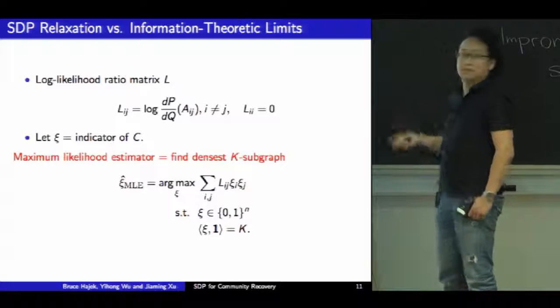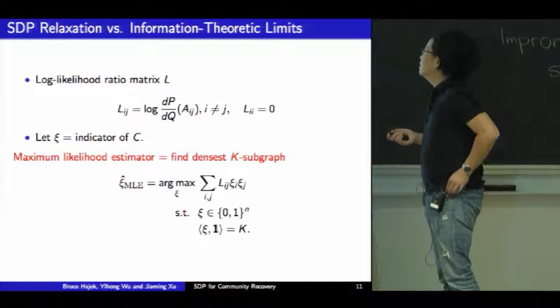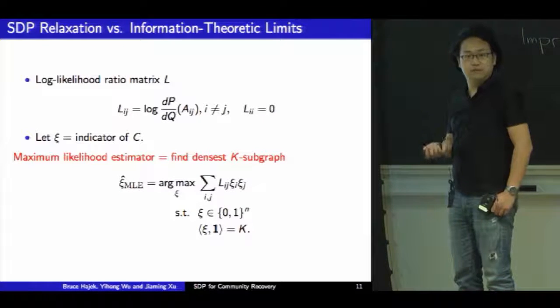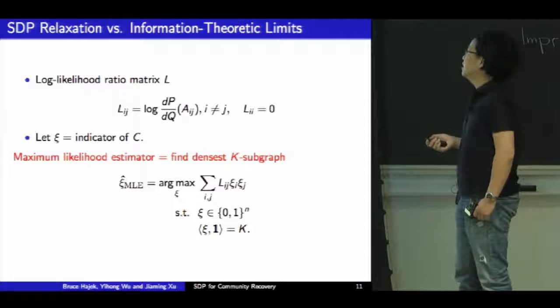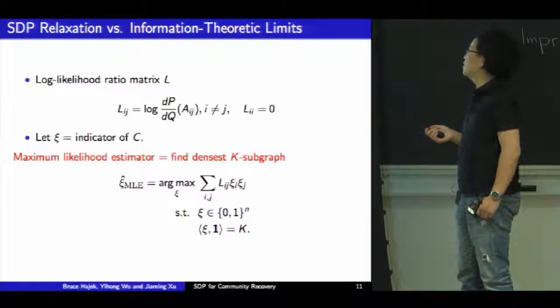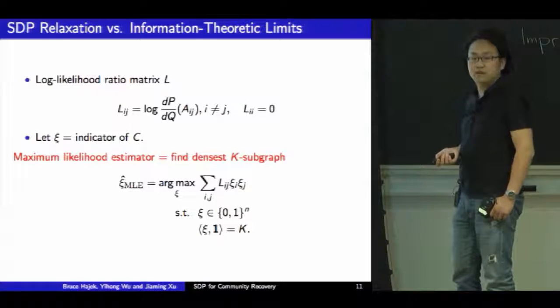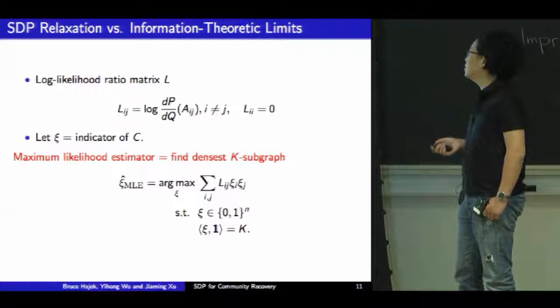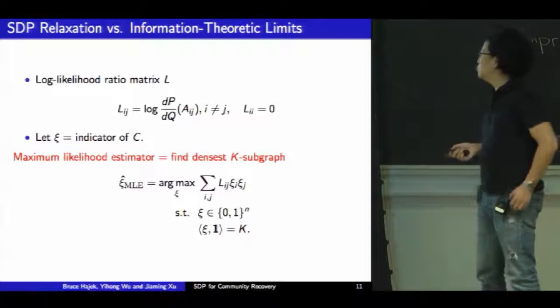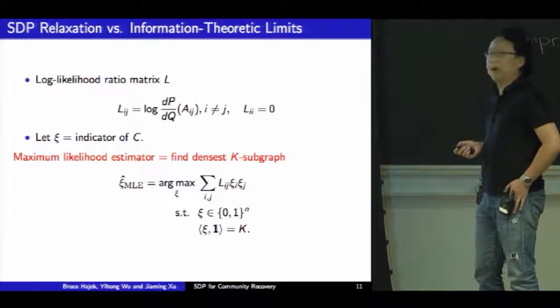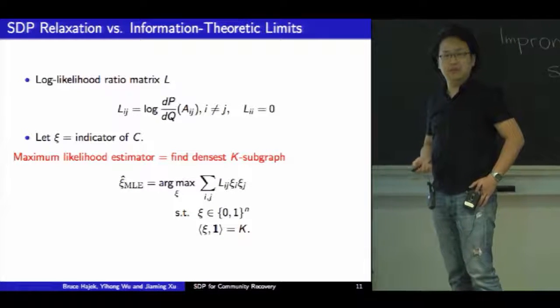Okay, so what is the SDP relaxation? Well, in this case, you have a matrix, and you form its sufficient statistics, which is the log likelihood ratio matrix. In the Gaussian or Bernoulli case, you can take this to be Aij itself, right? It's an exponential family. And if you use a 0, 1 vector to indicate the true community, the maximum likelihood simply amounts to finding the densest K subgraph. So you are choosing the submatrix which has the largest sum of likelihood ratio, right? This is exactly maximum likelihood.